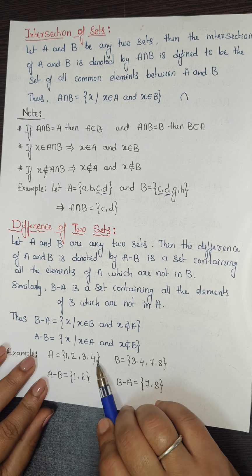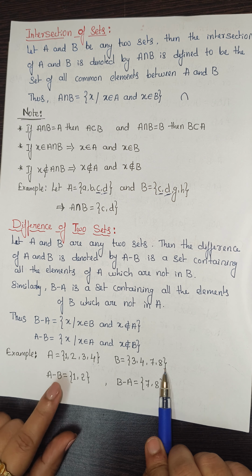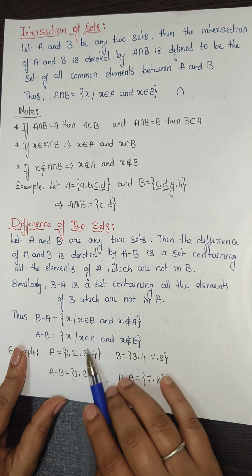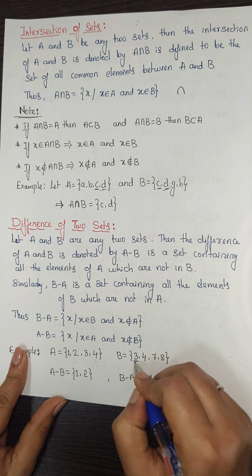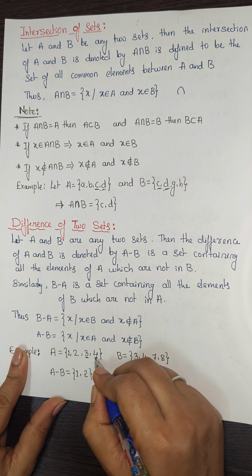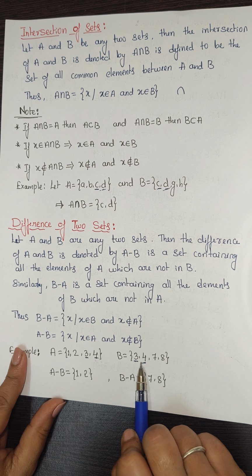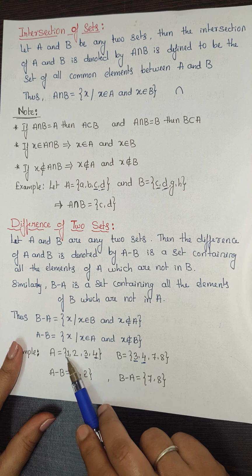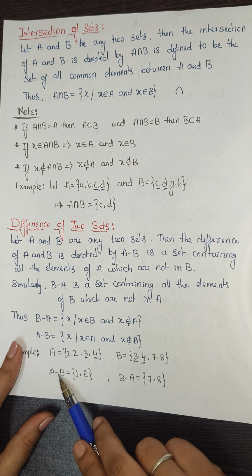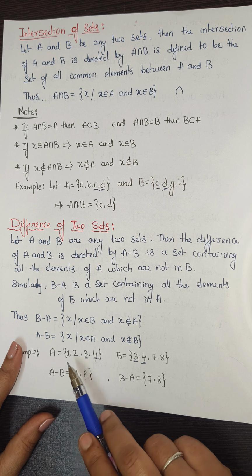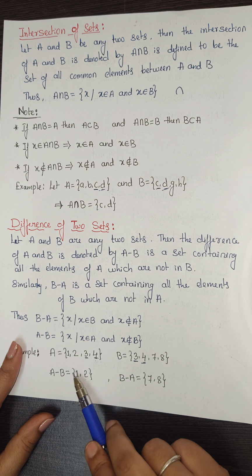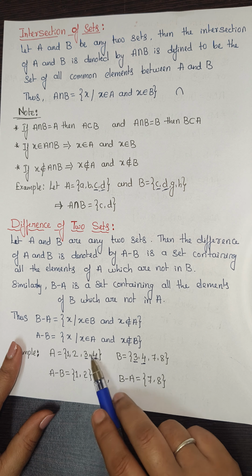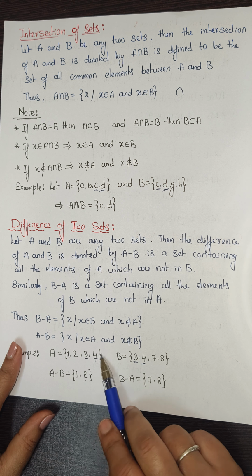For example, A is 1, 2, 3, 4 and B is 3, 4, 7, 8. For A minus B, we need to write all the elements of A and skip the common elements. First I will underline the common elements here: 3 and 4 are already in B also. We are not supposed to write the elements which are in B. So we write only 1 and 2. 1 comma 2 is A minus B. A minus B is a set containing all the elements of A which are not in B. 3 and 4 are in B, so we don't write them.